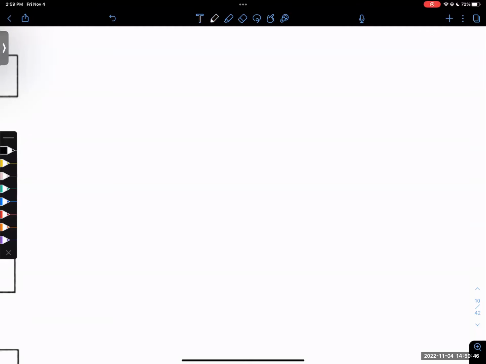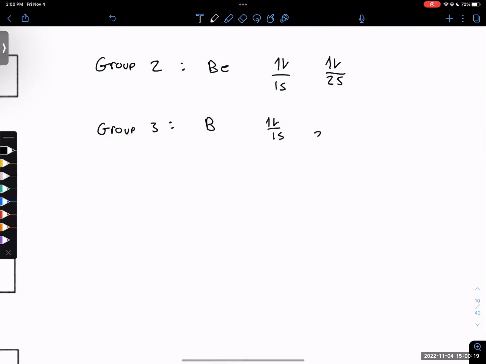Okay, so for group 2, we're gonna use beryllium, and we're gonna look at their electron configuration. This is their 1s, and then we have a 2s, which is completely filled. Now, if we look at main group 3, let's look at boron. We have the 1s filled as well, and then 2s is filled as well. And the 2p subshell has 3 orbitals, and there's only 1 electron in that one for the main group 3.